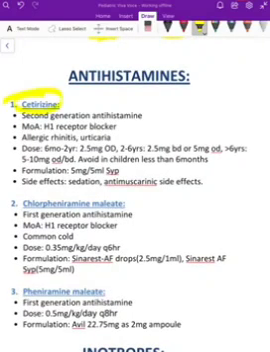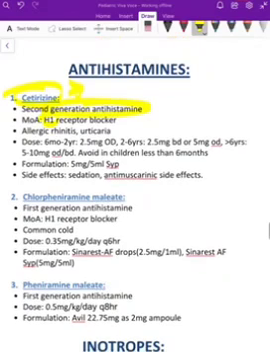So cetirizine, one of the most common antihistamines used. Again, this will invariably be kept in your exams. Very important drug. It is one of the second generation antihistamines, so it has lesser sedative effect. Mechanism of action: H1 receptor blocker, usually used for common cold.